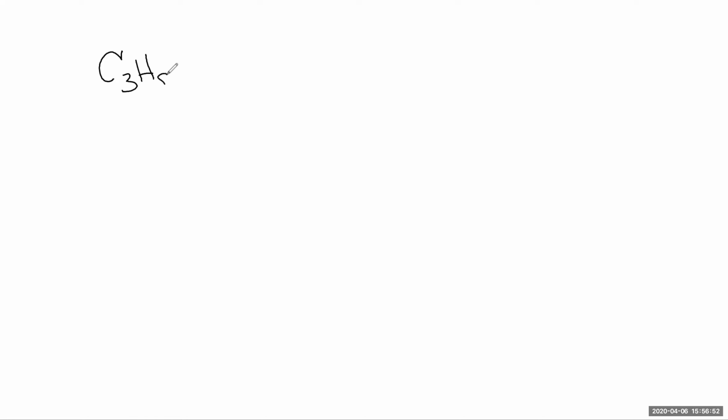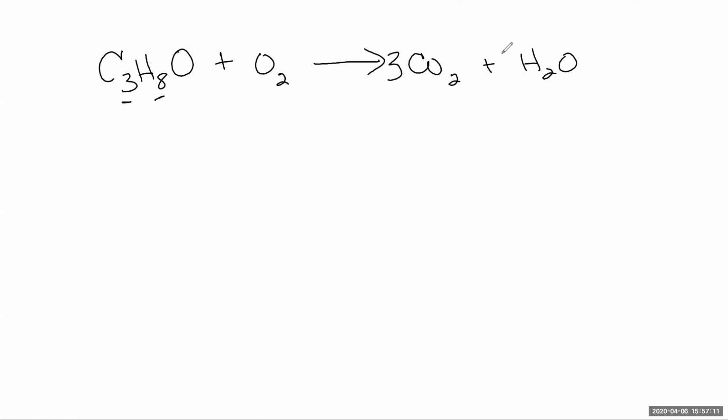So if I told you we had C3H8O and we were combusting it with oxygen, to predict the products, they will always be carbon dioxide and water. And then all you need to do is balance your equation. Balancing my equation, I have 3 carbons, so I'm going to put a 3 here. I have 8 hydrogens, so I'm going to put a 4 here. Now I'm going to tally up my oxygens. On this side, I have 6 and I have 4 for a total of 10.